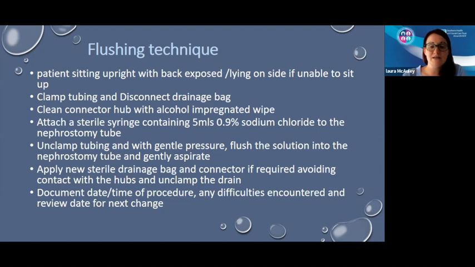Again, document date, time, any difficulties encountered, and review date for next change. Now, it may be that this is something that we can teach patients if they start running into recurrent difficulties with their bag not draining well, or debris, and you can teach them how to do this themselves. If you've attempted it on the ward and it's still not draining well, or you're not happy with the position, then at that point we are going to get to the stage of re-imaging and potentially resiting if it's still not draining well despite attempted flushes.